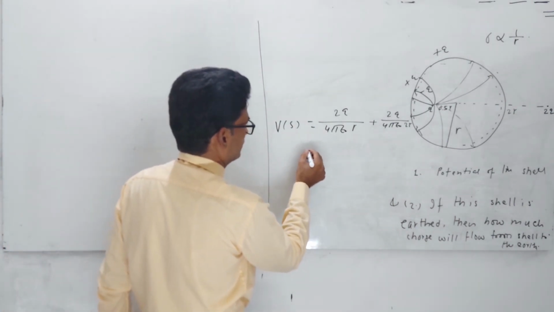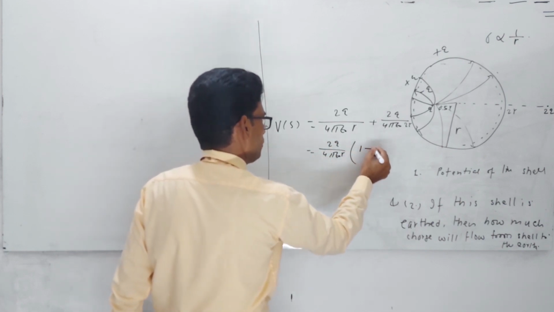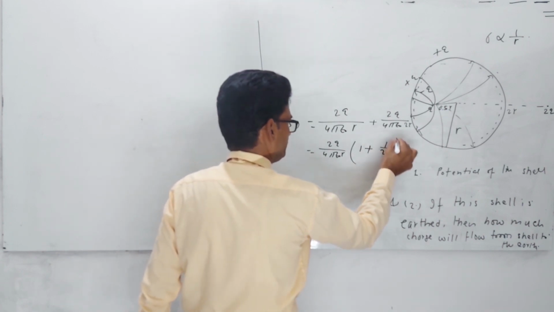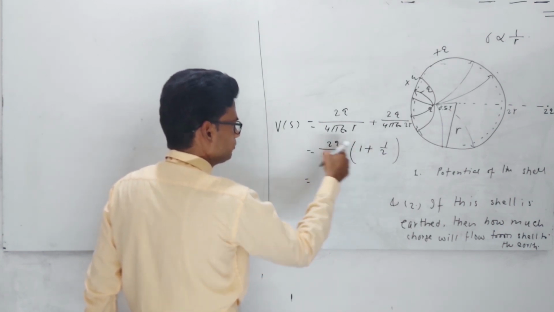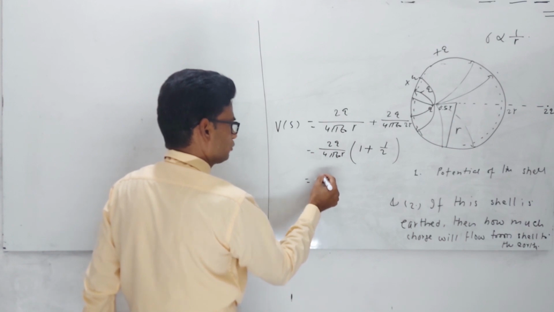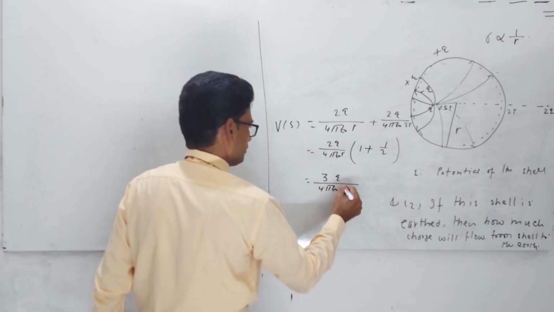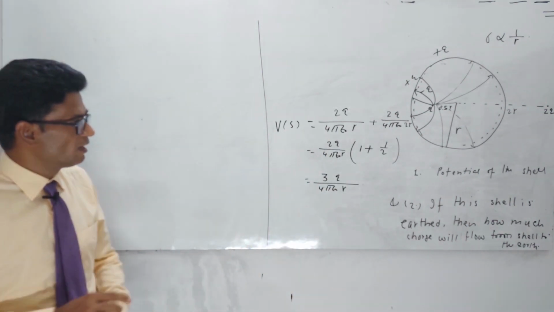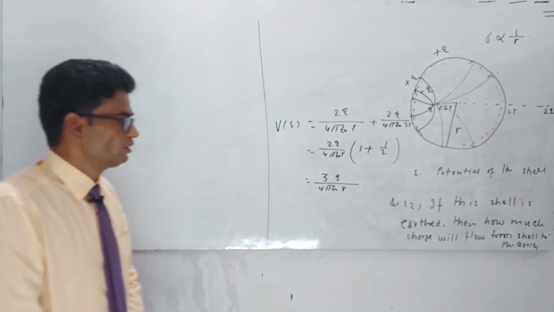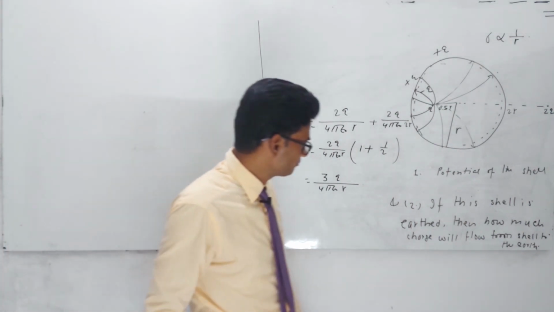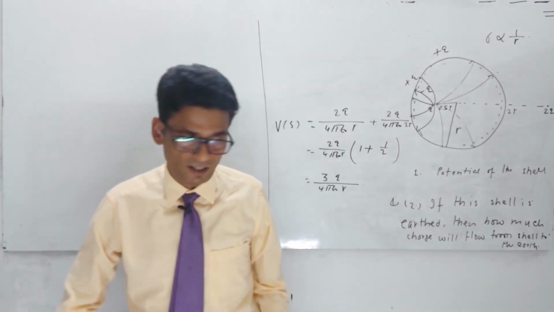So, take 2q divided by 4 pi epsilon naught r as common. So, the 1 here, 1 by 2. Now, this is 3 by 2, 2 will cancel out, 3 left: 3q over 4 pi epsilon naught r, and that is the answer of the first question, because we have to find the potential of the shell. Okay. Now, the second question: if we earthed it.